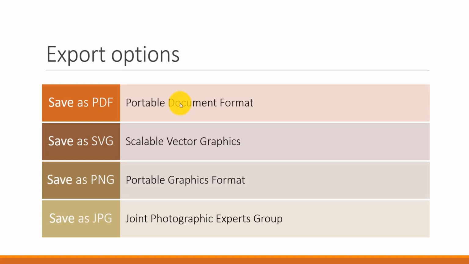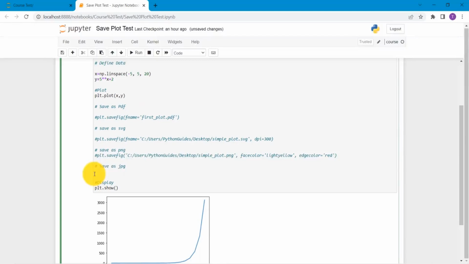Now we learn the last format in which we save our plot, that is save as JPG. JPG stands for Joint Photographic Experts Group. So I show you an example of how to save a plot using JPG format. To save the plot in JPG format, I use the plt.savefig command and pass the path where I want to save it. I name it first plot. By default it is saved in the Jupyter notebook folder, and I pass the format as JPG.